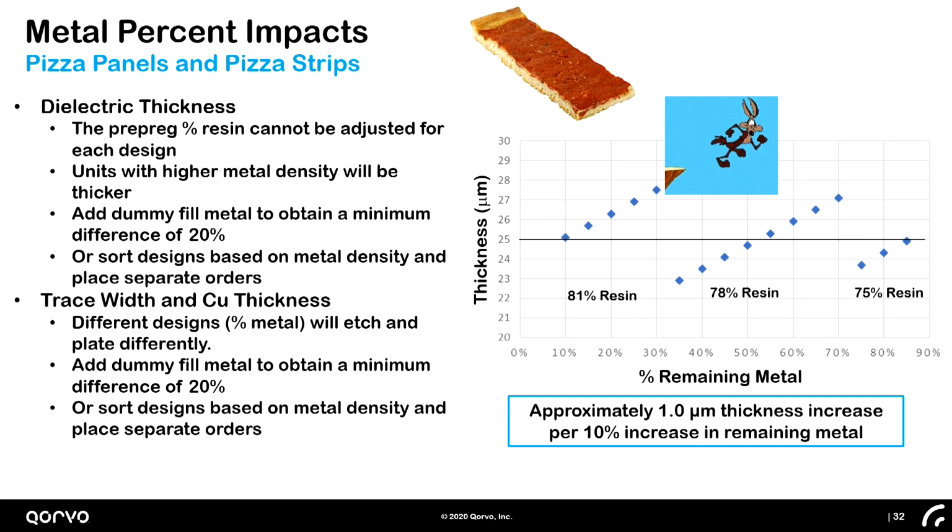The trace width and copper thickness stuff we talked about a little bit. The whole thing here was driving the designers, when they're putting different designs on a laminate, to try to group them by pattern density or fill so that they kind of look the same and they're not comparing apples and oranges off of the same strip. So that's the other thing. So 1 micron thickness increase for each 10% increase in remaining metal.